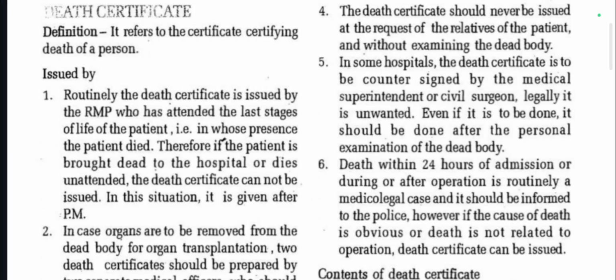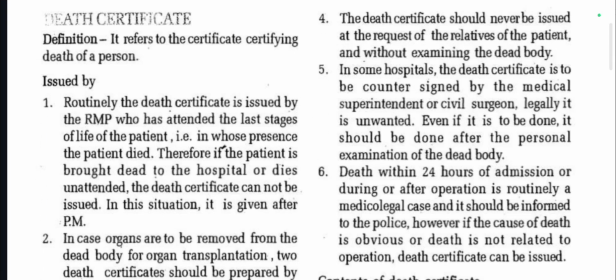And what is a death certificate? A death certificate is nothing but the certificate certifying the death of a person. Routinely, the death certificate is issued by the RMP who has attended the last stages of the life of the patient, that is, in whose presence the patient died. Therefore, if the patient is brought dead to the hospital or dies unattended, the death certificate cannot be issued. In this situation, it is given after PM.